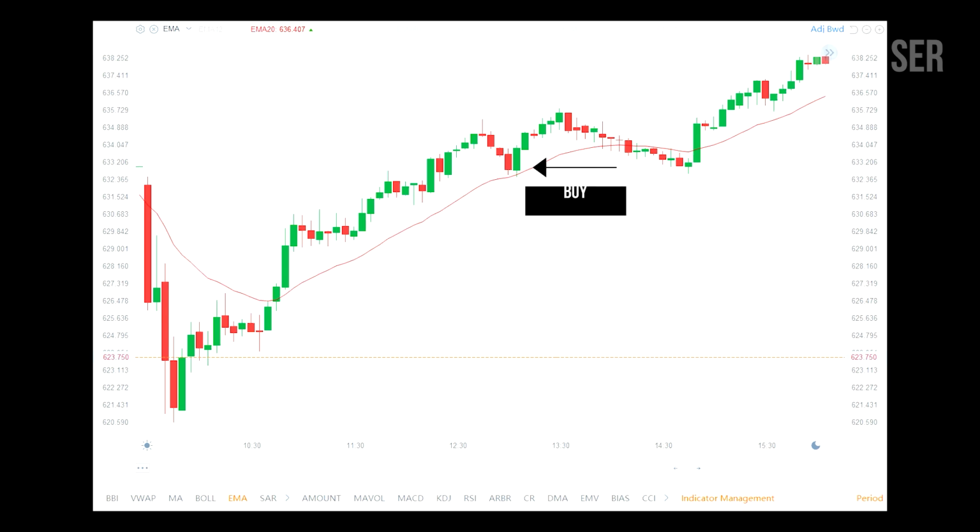As I mentioned before, many indicators are lagging indicators, and EMAs are no different. If the markets aren't trending, then the moving average crossovers don't work out too well.